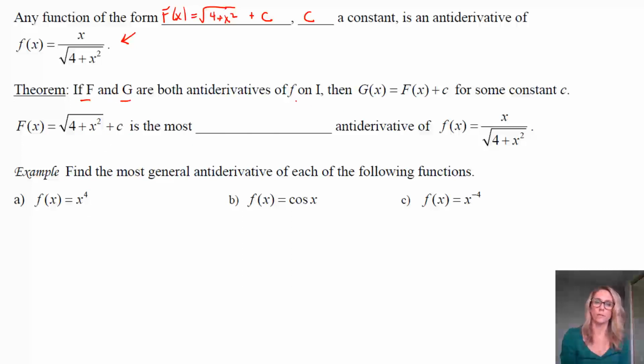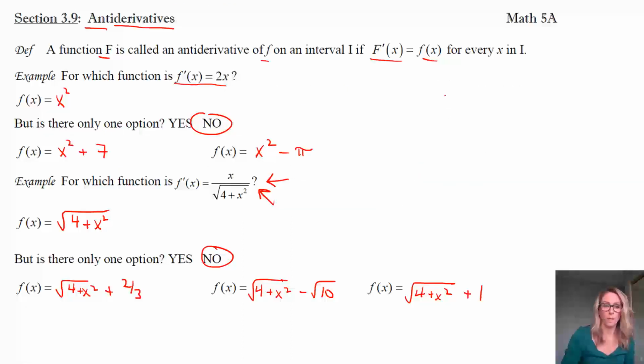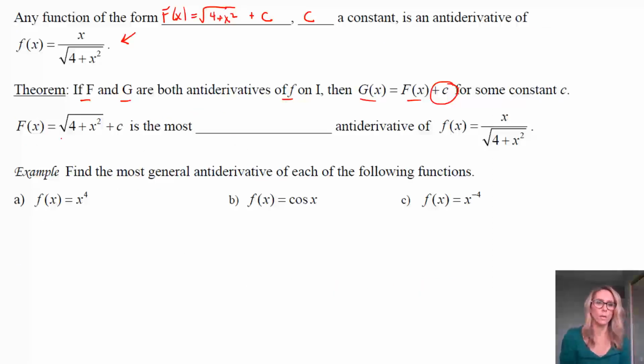if they are both antiderivatives of this little f on some interval, then understand that the only difference between any two antiderivatives is some constant. And we just saw that. So the only difference between all of these possible antiderivatives is that 2/3, the minus root 10, the positive 1, it's just a constant. So we call this type of antiderivative here the most general antiderivative, and that's because c can be anything. It is a constant, and depending on what it is, obviously it changes what that function is.